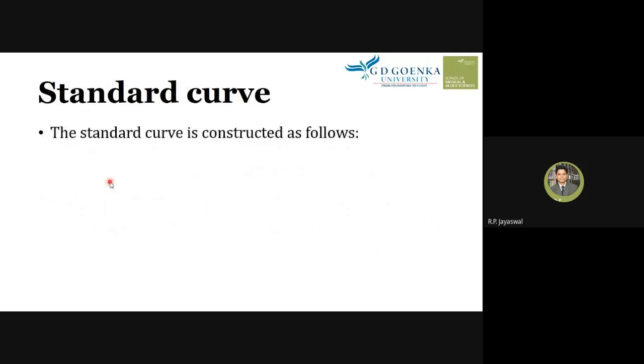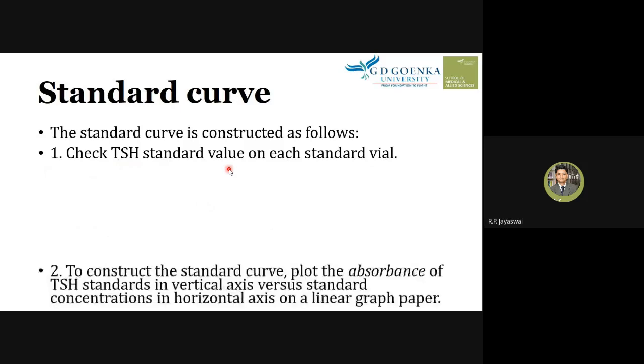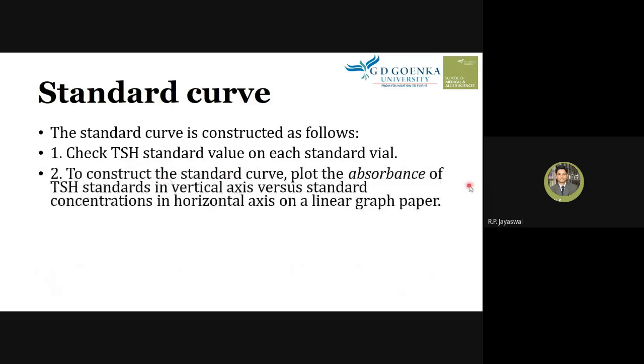For standard curve preparation, these are the guidelines, this is the instruction you need to follow. Pick the TSS standard value on each standard vial. You have 7 vials, and on each vial the standard concentration is mentioned. So you need to check the concentration of the TSS standard on each standard vial. To construct the standard curve, plot the absorbance of the TSS standard on the vertical axis, the y-axis, and the standard concentration on the x-axis, the horizontal axis, on a linear graph paper.